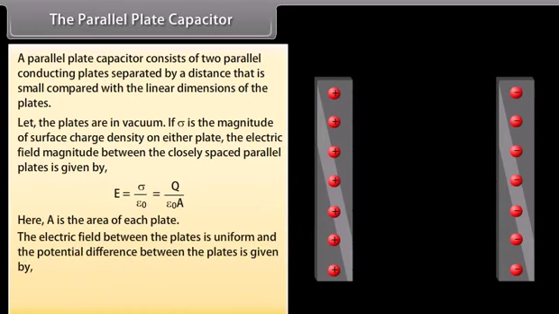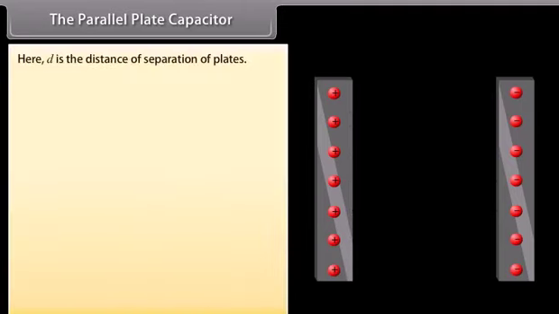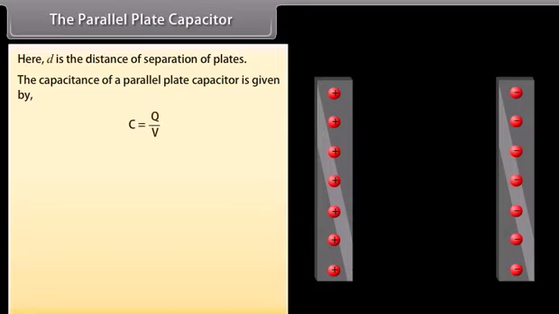The electric field between the plates is uniform and the potential difference between the plates is given by E times d, which is equal to Qd upon epsilon naught A. Here, d is the distance of separation of plates. The capacitance of a parallel plate capacitor is equal to Q upon V, which is equal to epsilon naught A upon d.